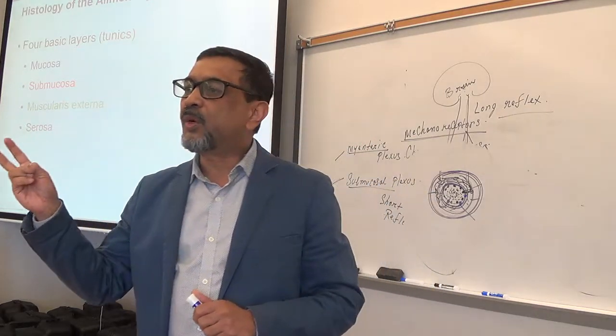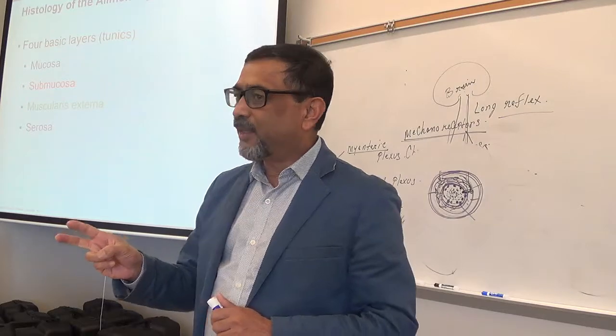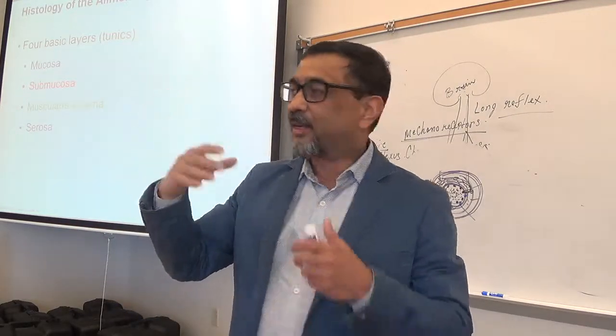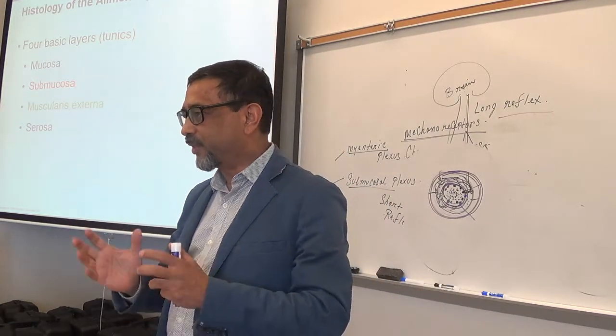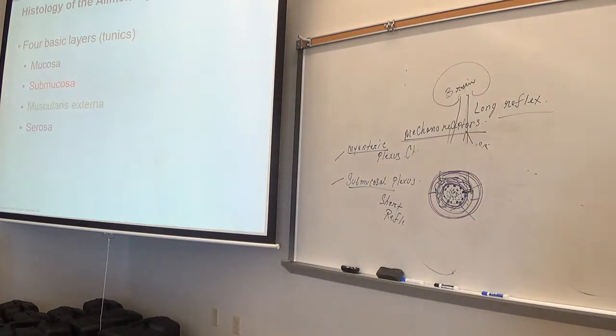Why did I say two or three in the muscularis externa? In the stomach wall, you have three layers of muscles in the muscularis externa. In other parts of your GI tract, you have two layers. We'll see that. Just know that, so you will keep track.